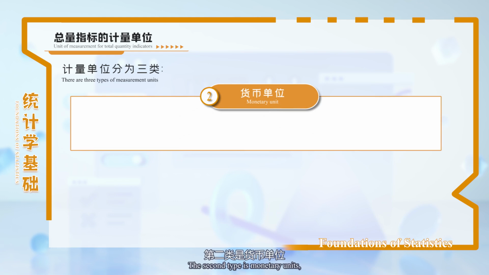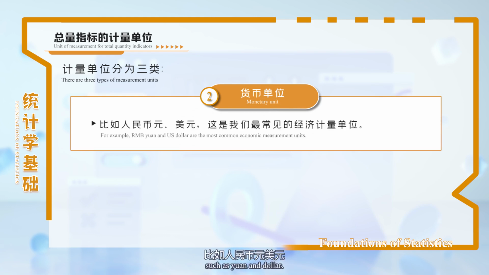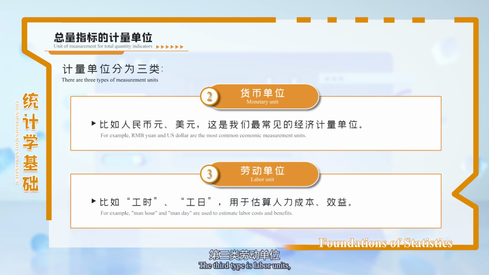The second type is monetary units, such as yuan and dollar. These are the most common economic measurement units. The third type is labor units, such as working hours, working days, used to estimate the cost-benefit of human labor.